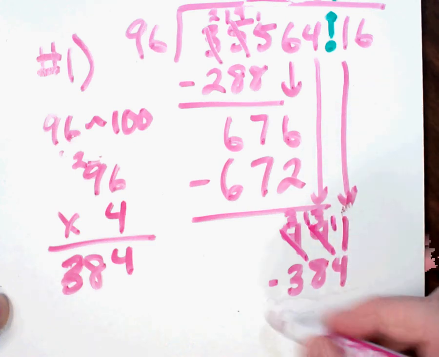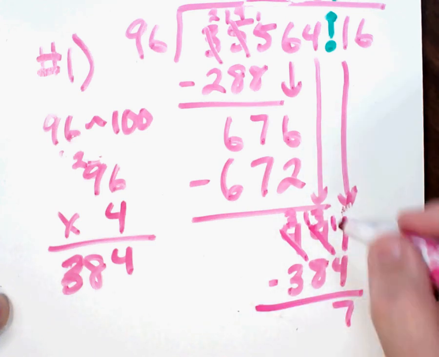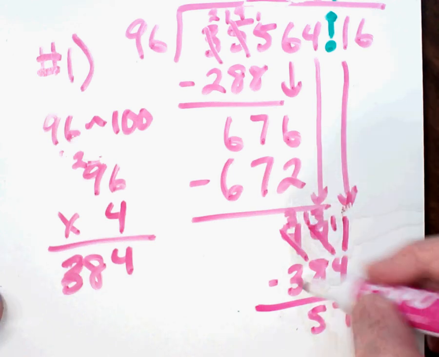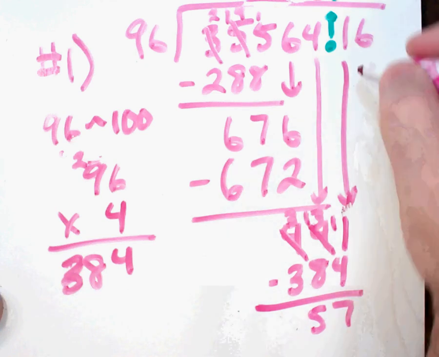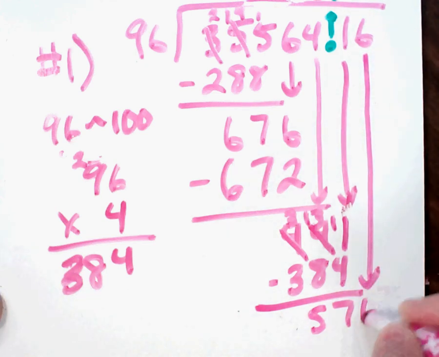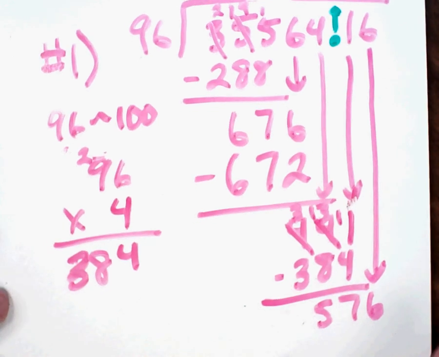So I end up with 11 minus 4 gives me 7. 13 minus 8 gives me 5. And 3 minus 3 gives me nothing. And then I'm going to pull down this last number. And I've got 576.